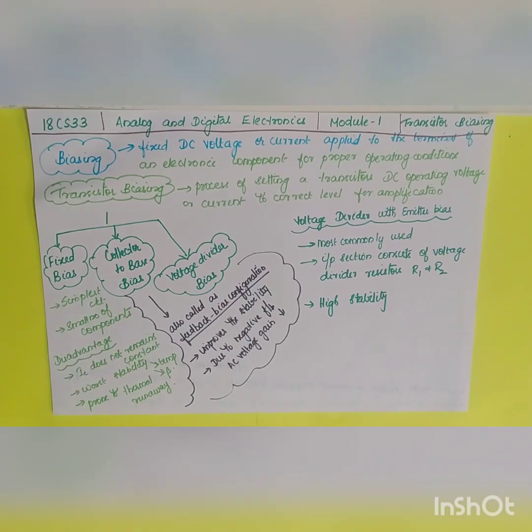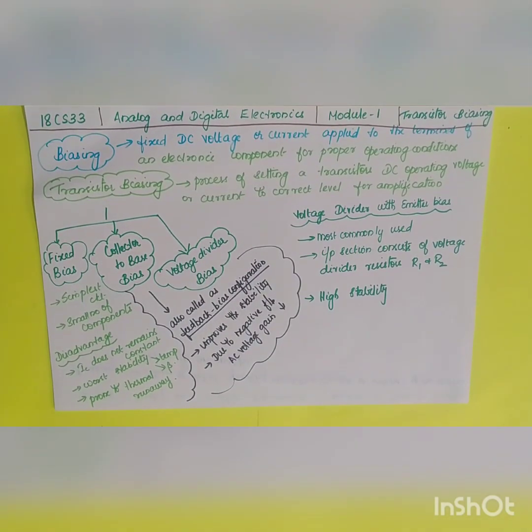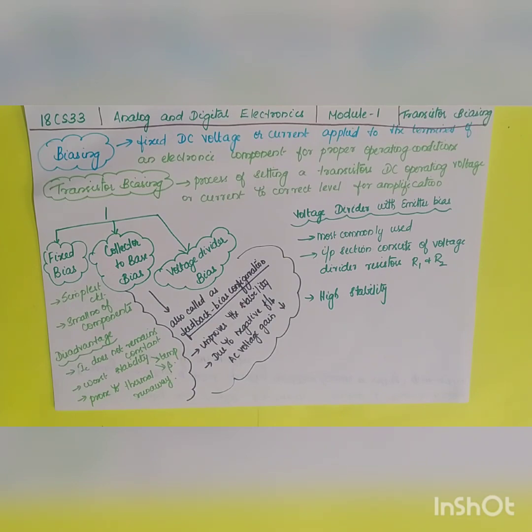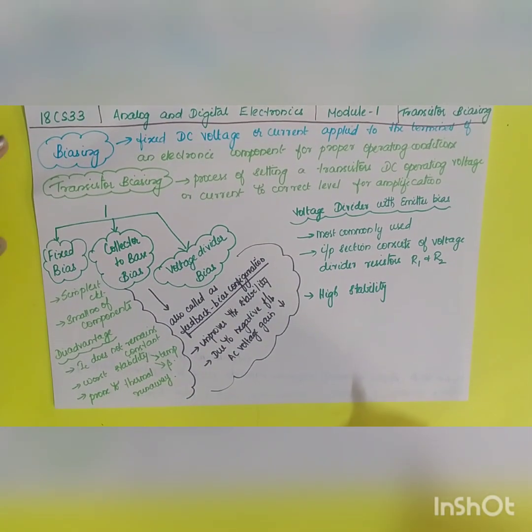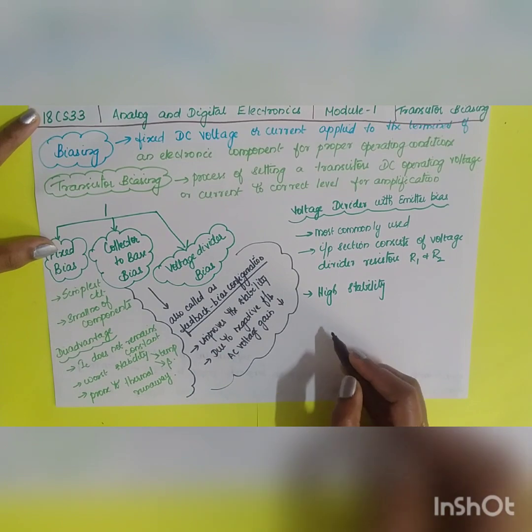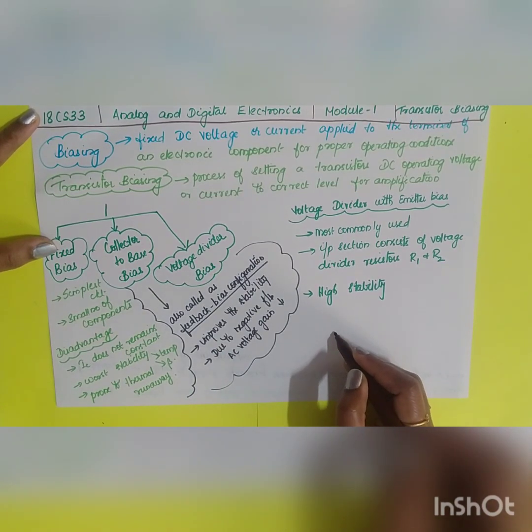So what is meant by transistor biasing? Transistor biasing is the process of setting a DC operating voltage or current to a correct level for proper amplification. Before understanding transistor biasing, you should know what a transistor is. We are going to deal with the NPN transistor.